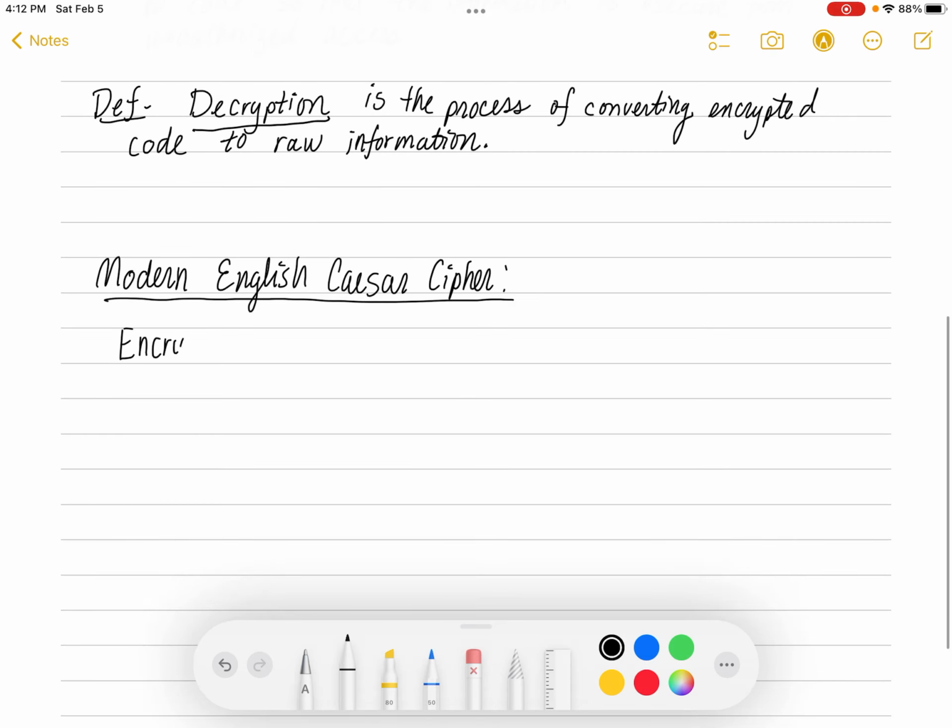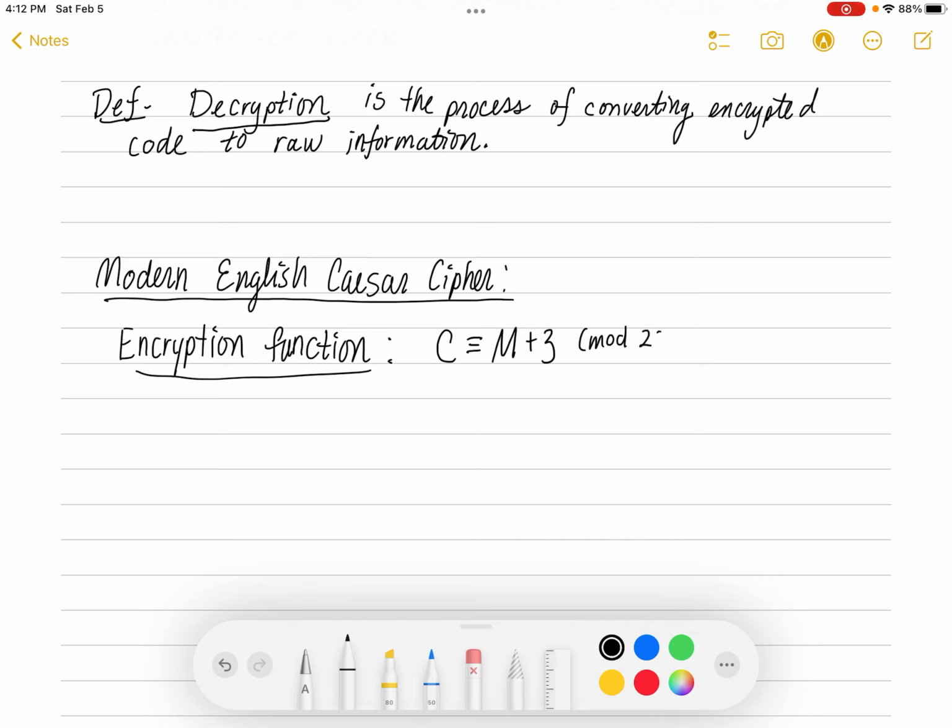And here it is. Here's the encryption function. I'm going to write down the encryption function in this form: C is congruent to M plus 3, mod 26. Here, C and M are variables. C represents the code, and M represents the original information or the message. So the idea is you take your message and add 3 to it, and then mod that by 26, and you get the code. What this basically does is shift all the letters of, in this case, the English alphabet forward by 3 units. So basically A goes to D, B goes to E, and so on.